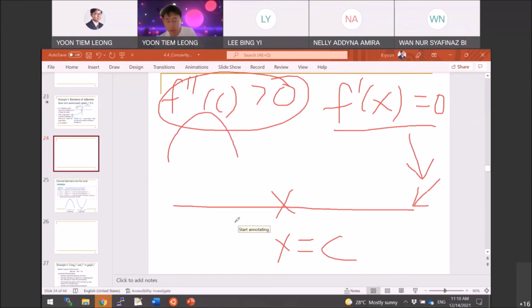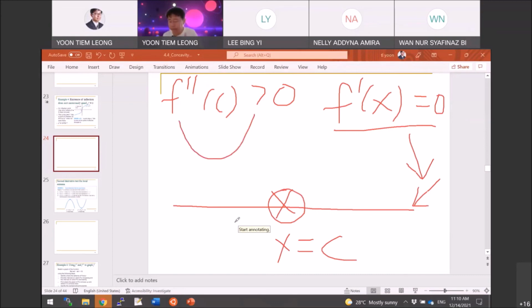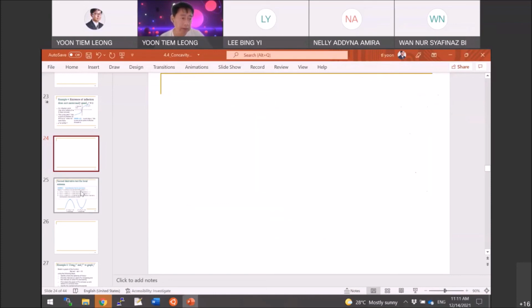So the graph must go through the critical point here, and it must have an upward concavity. Sorry, not like this. Upward concavity is like a bowl that is facing up, right? So this is a bowl that faces up. So the graph must then be something like this, right? So that indicates the existence of what? This is a local minimum, right? It's a local minimum. So that is how you understand theorem number 5.